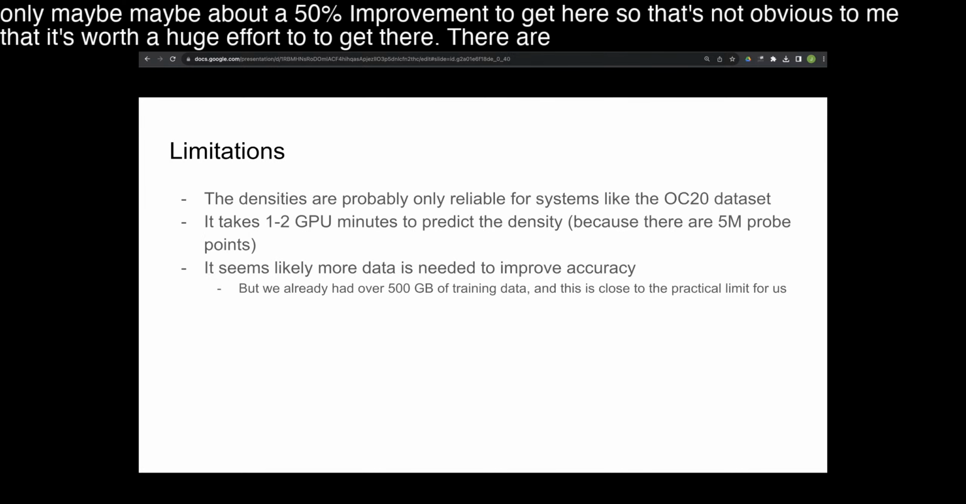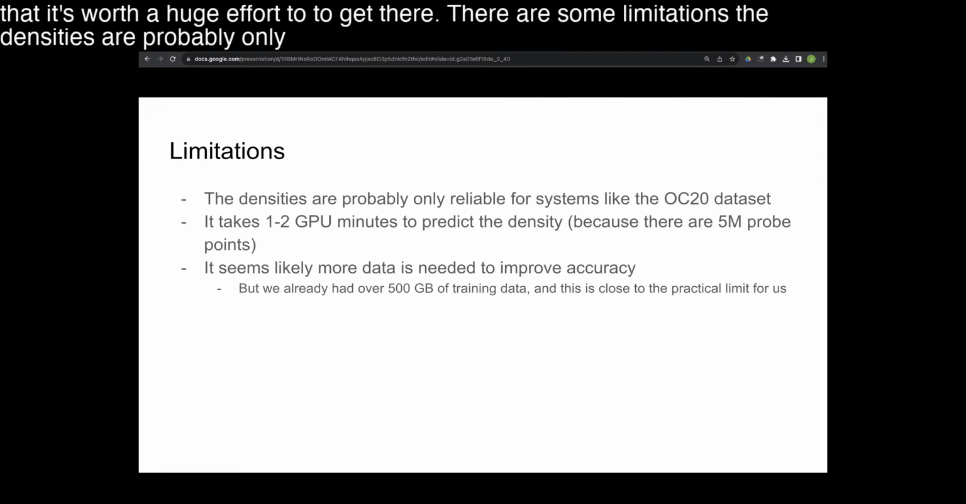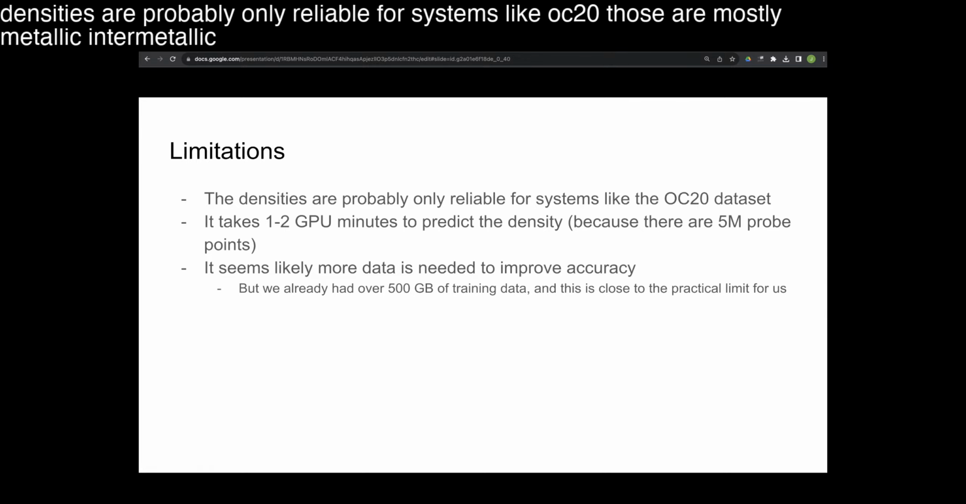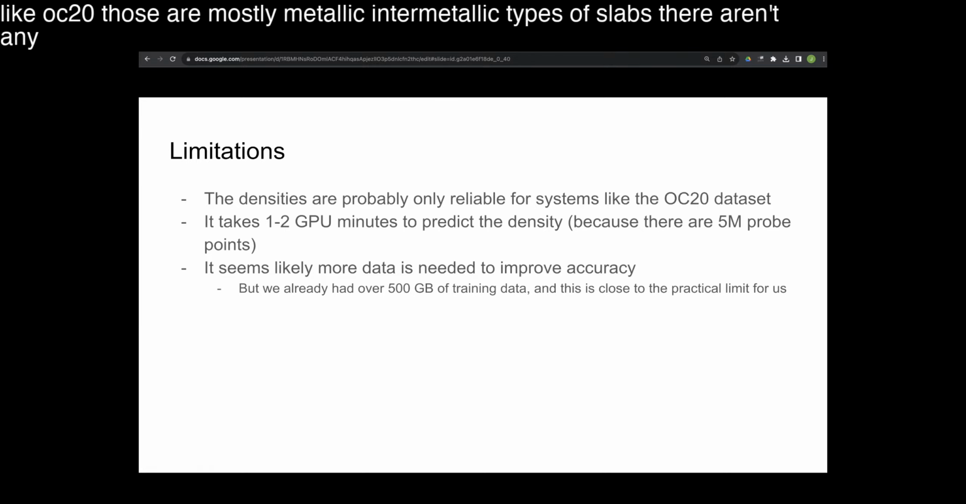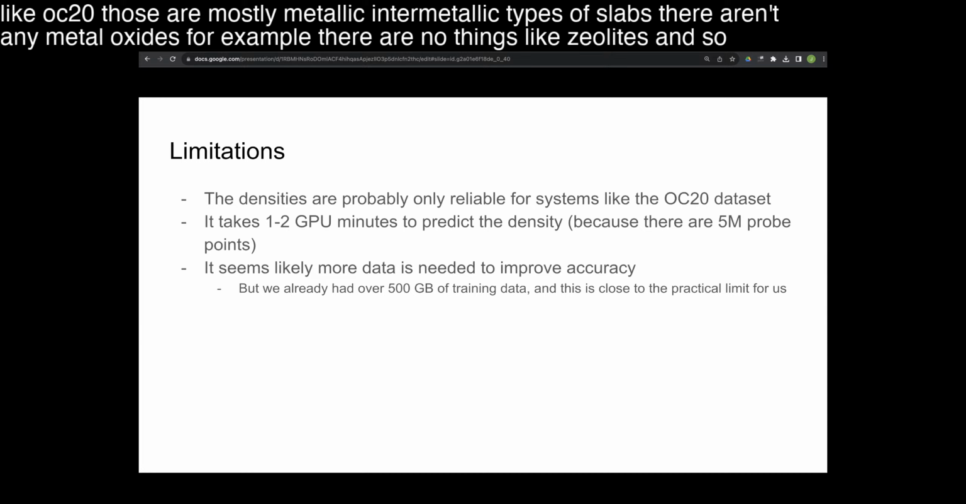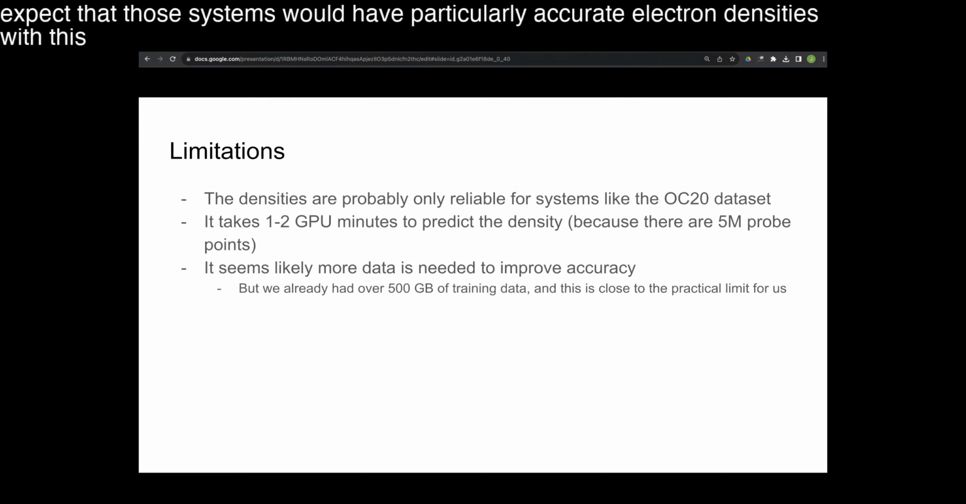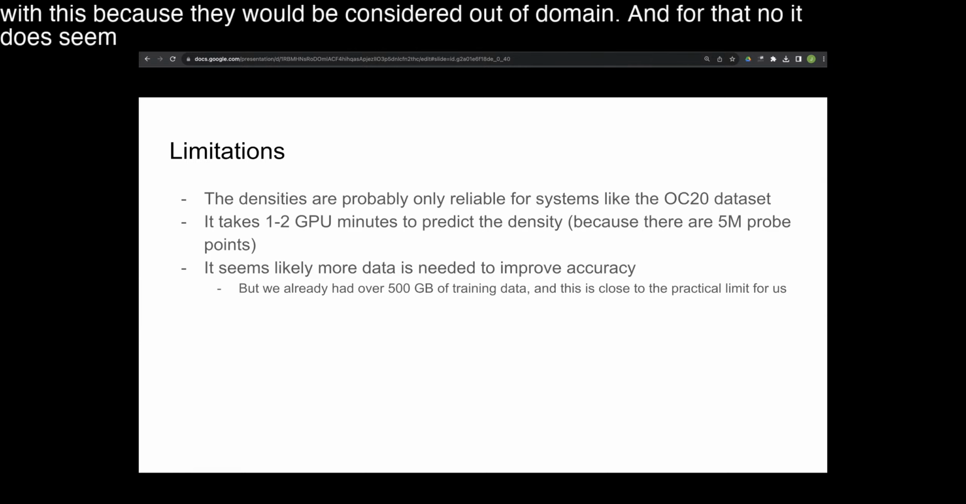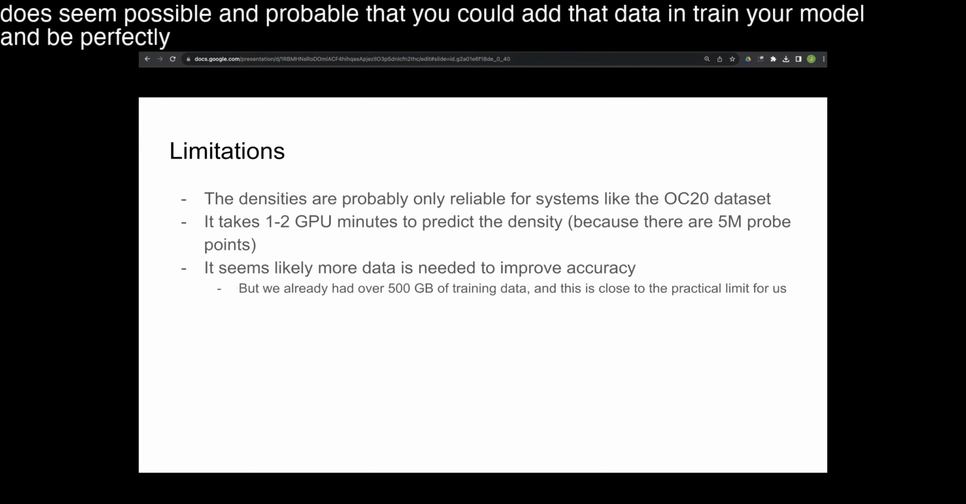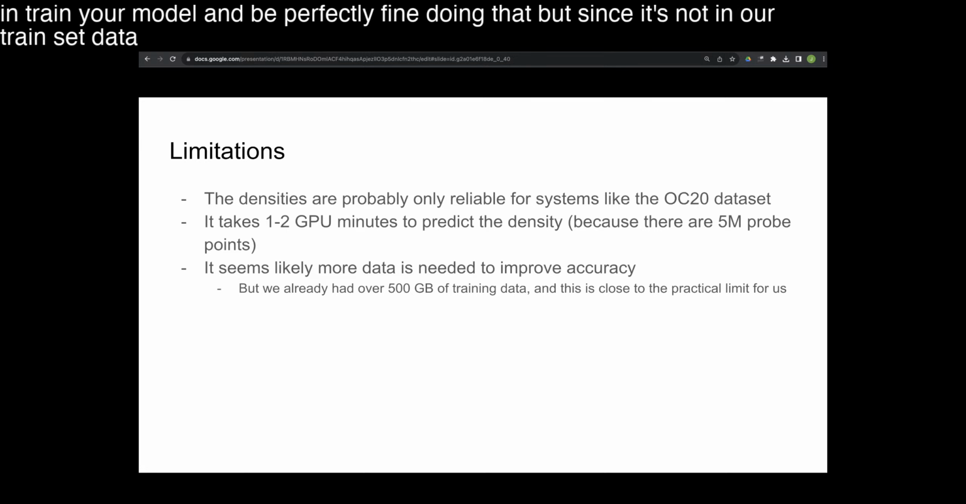There are some limitations. The densities are probably only reliable for systems like OC20. Those are mostly metallic, intermetallic types of slabs. There aren't any metal oxides, for example. There are no things like zeolites. And so I wouldn't expect that those systems would have particularly accurate electron densities with this, because they would be considered out of domain for that. Now, it does seem possible and probable that you could add that data in, train your model, and be perfectly fine doing that. But since it's not in our train set data, the results we have are probably not good out of that domain.